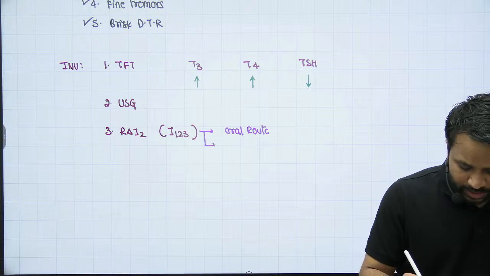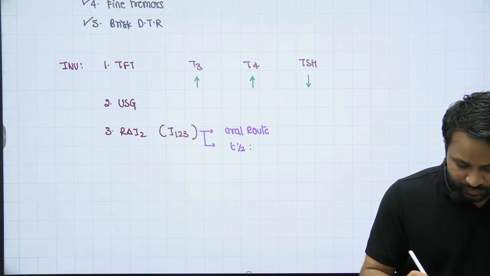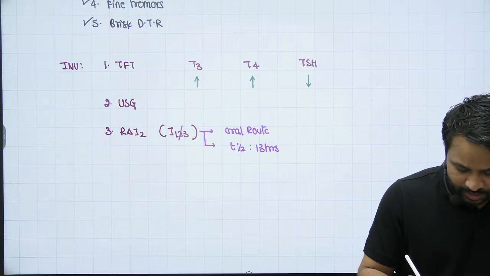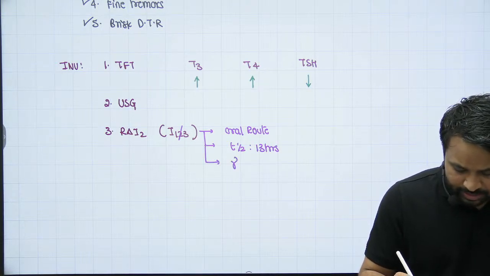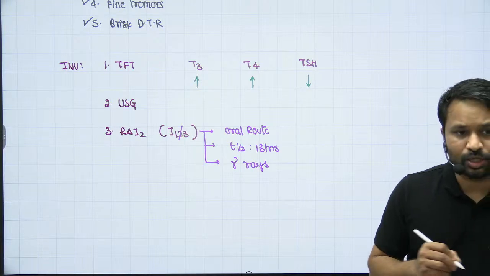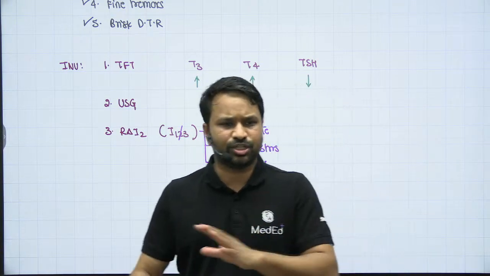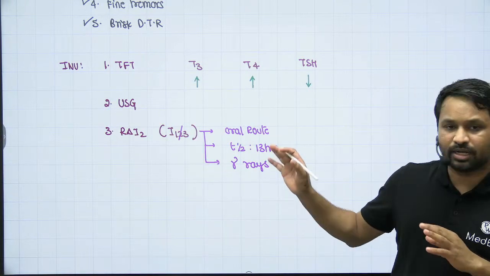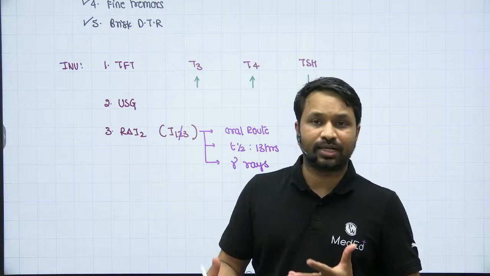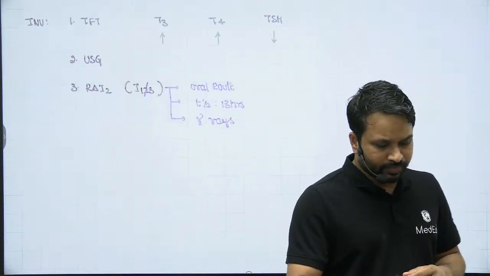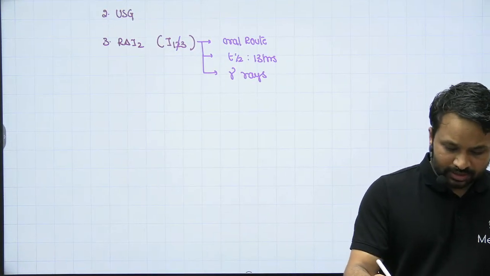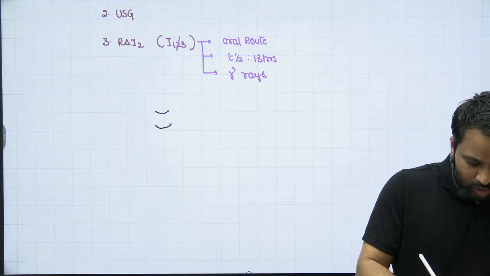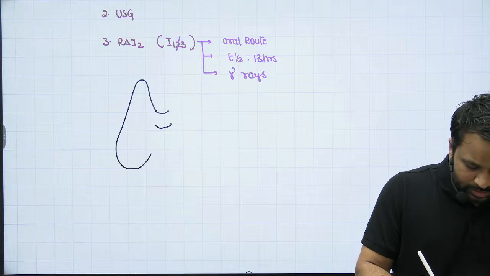Iodine 123, what is the T half? The T half of iodine 123, remember, remove 2, you get 13 hours. And what is the radiation that it emits? It emits gamma rays, which are helpful in diagnosing the lesion. As simple as that. So we give it via the oral route, the T half is 13 hours, and the radiation it emits is gamma rays. Whenever we give radioactive iodine, I'll be assessing the status of the gland or the status of the nodule that is present.